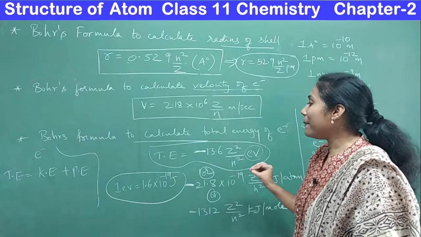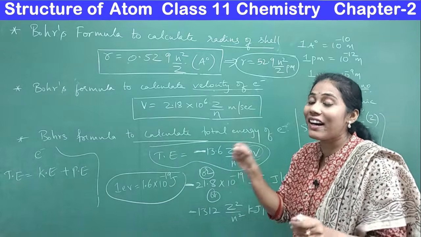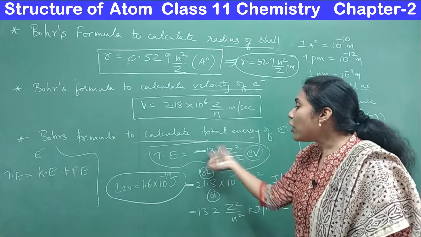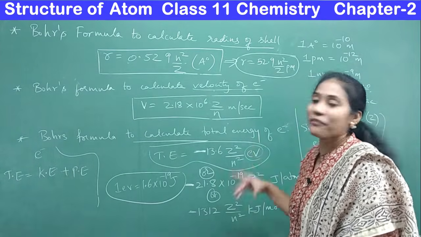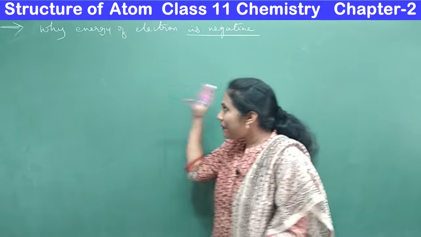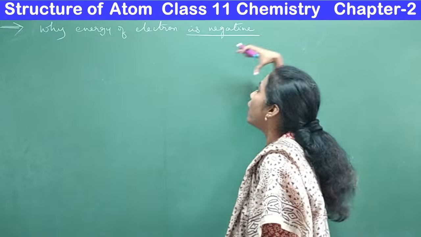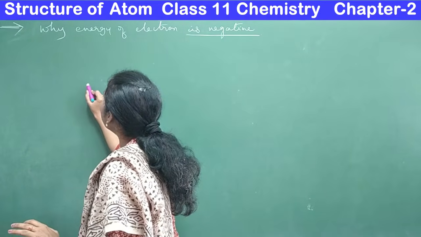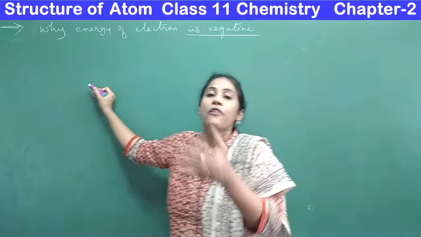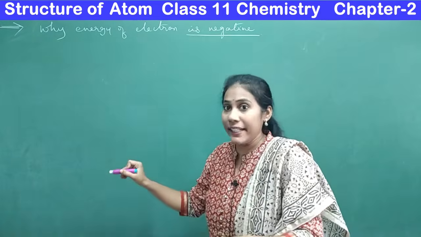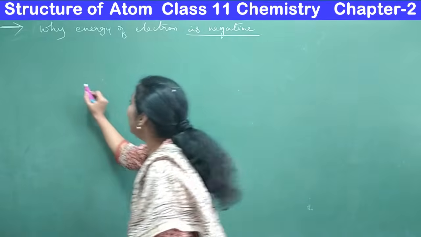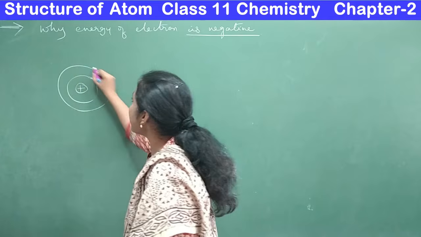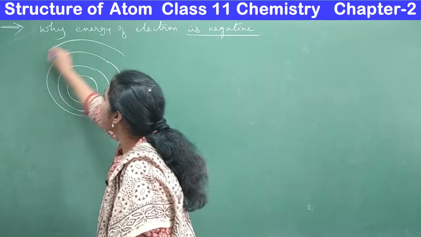Let me talk about why energy is carrying a negative sign. Why are you calculating energy in the form of negative values? That we will try to understand now. See guys, the explanation for the question why energy of electron is negative. Let me calculate the energy of the energy levels present in the hydrogen atom. If this is the nucleus, this is the first shell, this is the second shell, this is the third shell, this is the fourth shell.